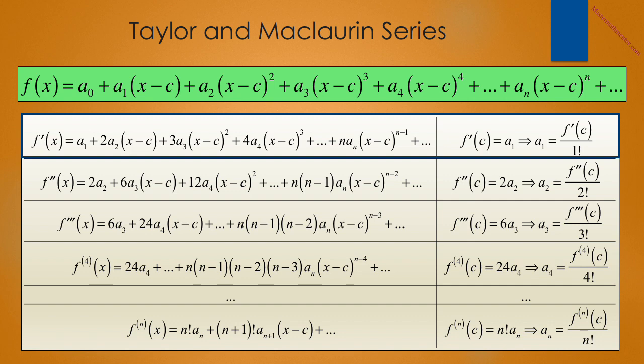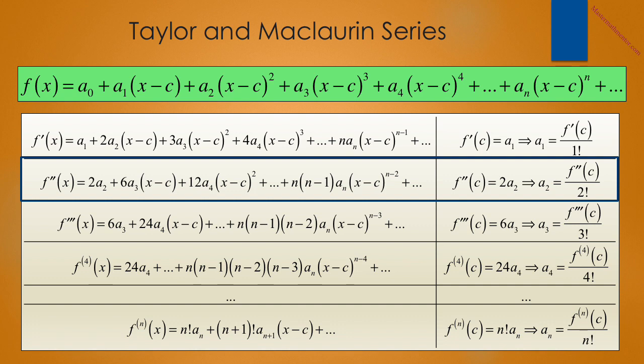We will first look at f prime of x. That is equal to a sub 1 plus 2a sub 2 times the quantity x minus c plus 3a sub 3 times the quantity x minus c quantity squared plus 4a sub 4 times the quantity x minus c to the cube plus dot dot dot plus n a sub n times the quantity x minus c raised to the n minus 1 plus dot dot dot. And if we evaluate this at c, all the terms except the first drop out. So f prime of c is equal to a sub 1. And we could then say a sub 1 is equal to f prime of c over 1 factorial.